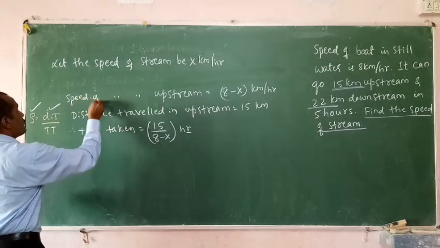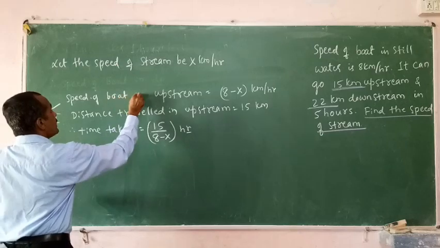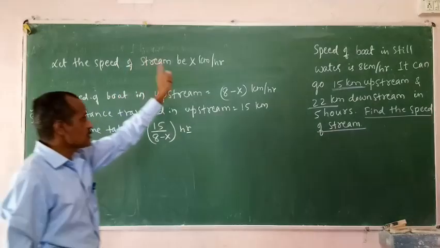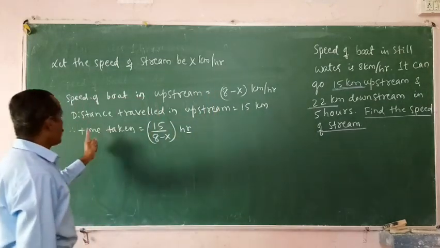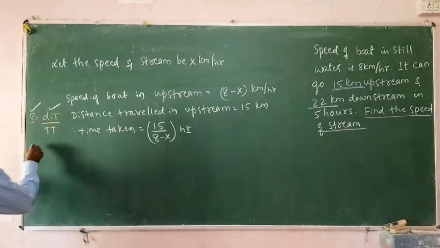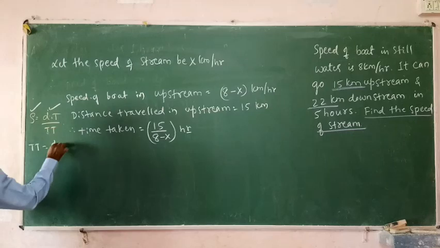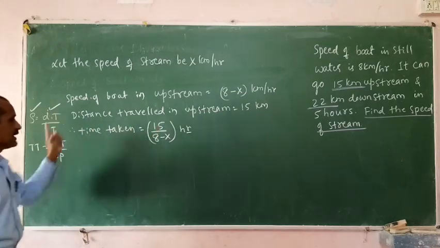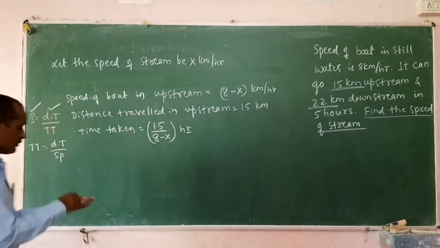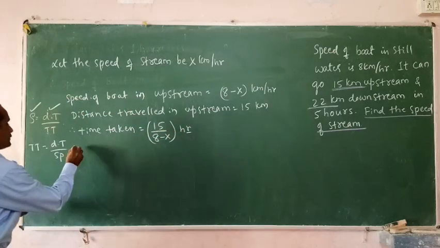Speed of the boat upstream is this much. Distance traveled upstream is this much. Therefore, time taken is equal to distance traveled divided by speed. Distance traveled is 15. Speed is 8 minus x. This much is the hours. Okay, let me write the second part.